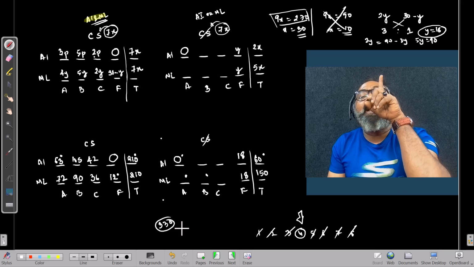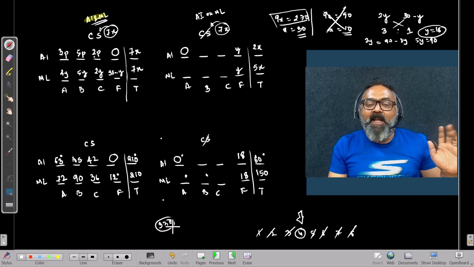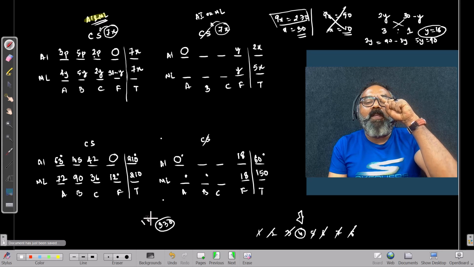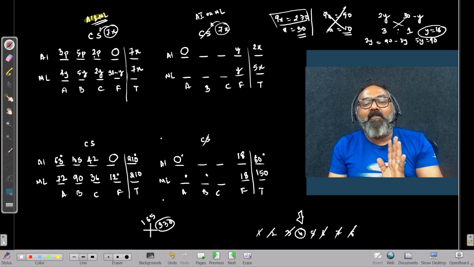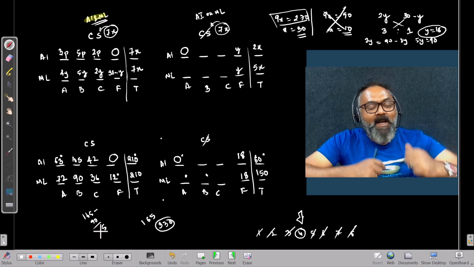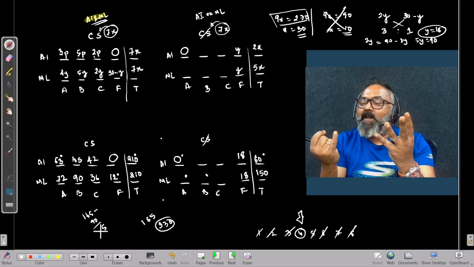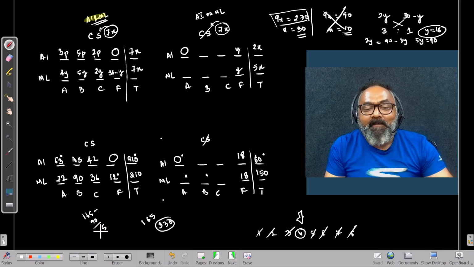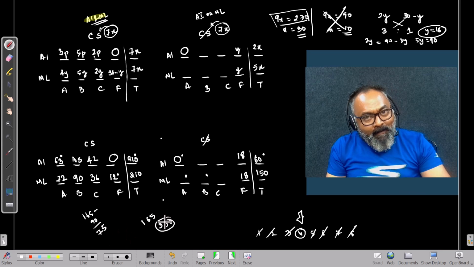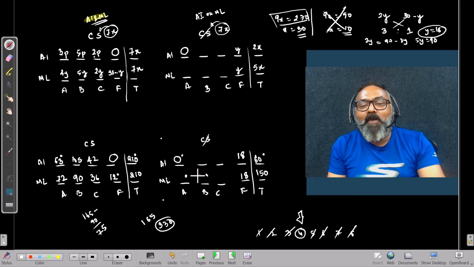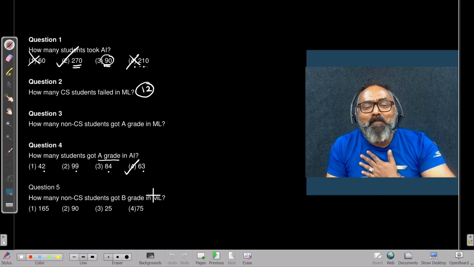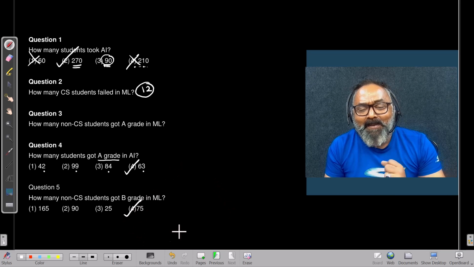50% of them got grade B. Half of 330 would be how much? 165. We have got 90. So 165 minus 90. Let's use fingers. We should not be doing this in the examination. You should know how to solve these questions. 75. We got B grade to be 75.